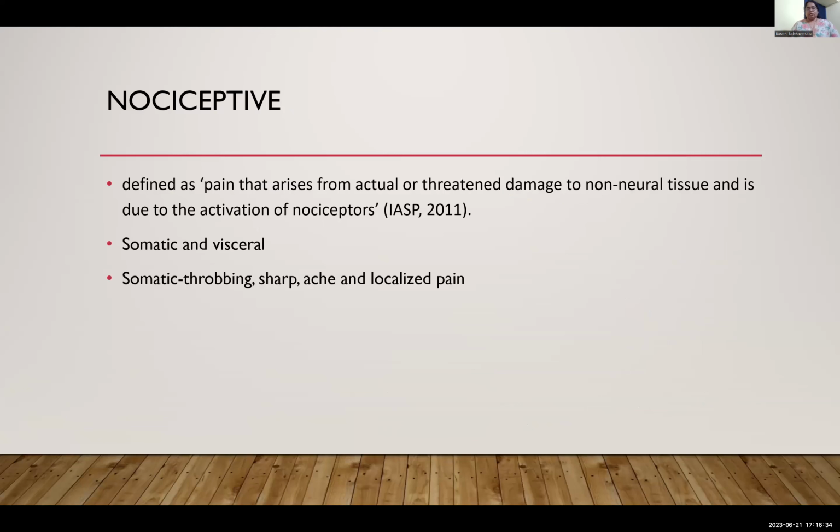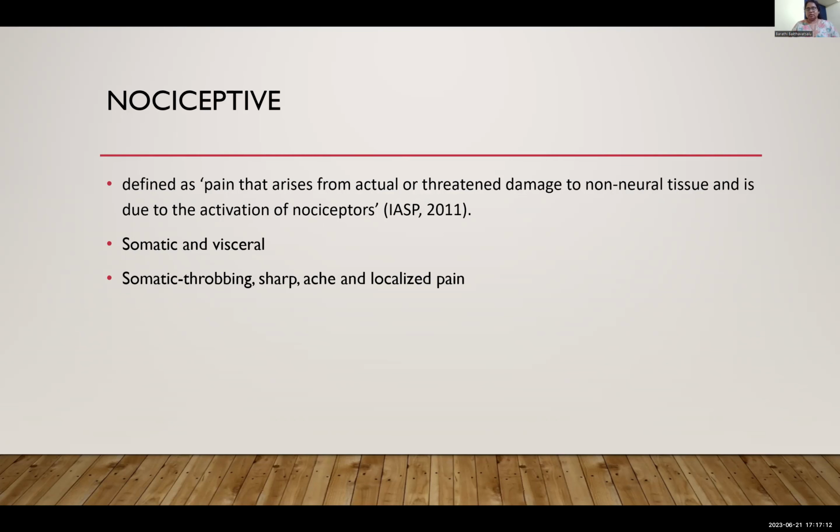So nociceptive pain. What is nociceptive pain? IASP gives a definition for this. The pain arises from actual or threatened damage to non-neural tissues due to the activation of nociceptors. So it's very clearly mentioned in the definition, tissue damage, right? Here they are more specific in saying non-neural tissue damage. So pain arises because of non-neural tissue damage, and it involves the activation of nociceptors.